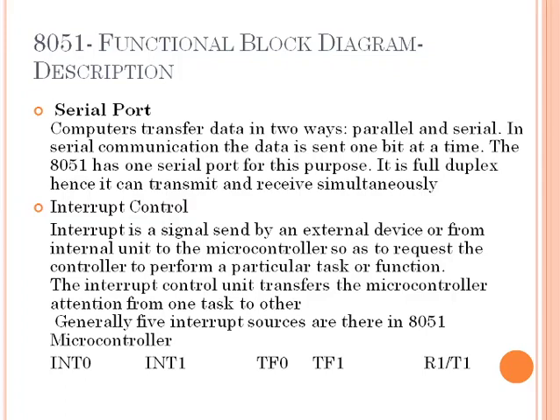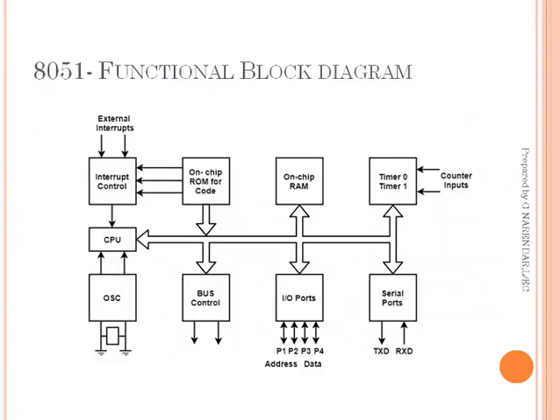So when an interrupt is received by the controller, it will see whether it is important or not. If it is important, it will stop its work and attend to the function of the input and output device. So the interrupt control unit is present for your microcontroller.